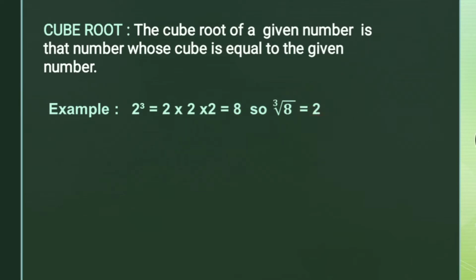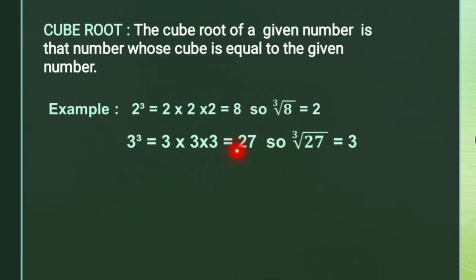Understood? Let's take one more example. 3 cube is 27. It means cube root of 27 is 3. Hope you understood? Very good.